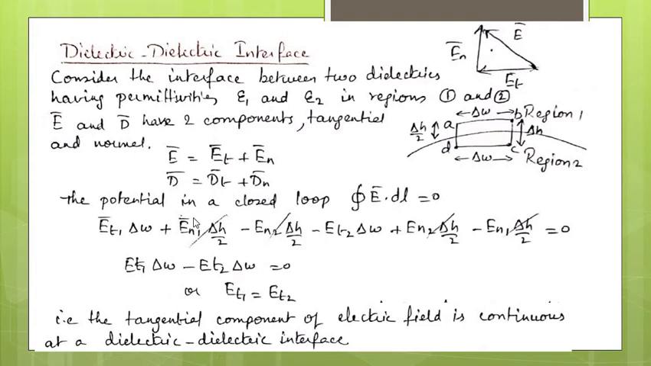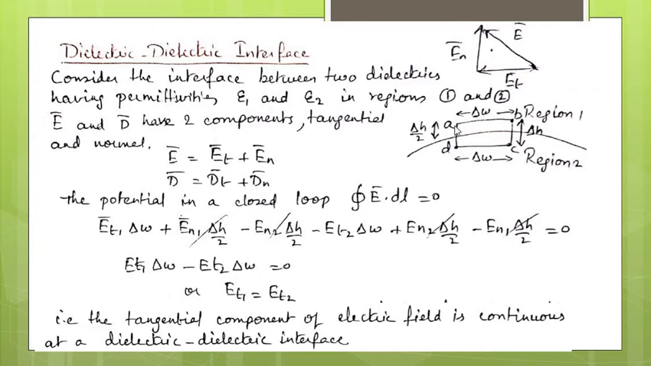So here we'll consider one of Maxwell's equations, which is the potential in a closed loop. So in a closed loop, E dot dl is equal to 0. Here the circle represents the closed line integral. So in a closed line integral, E dot dl, we integrate the electric field intensity over its complete length, which will be equal to 0. So in this diagram, here we'll apply this equation.